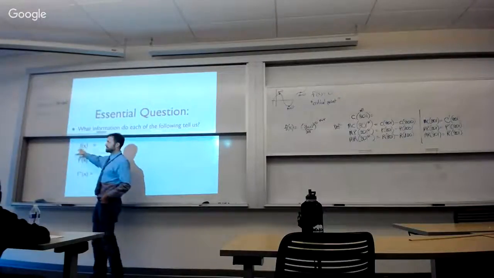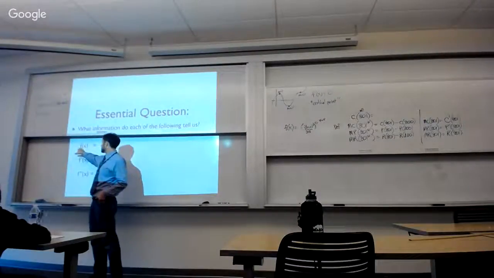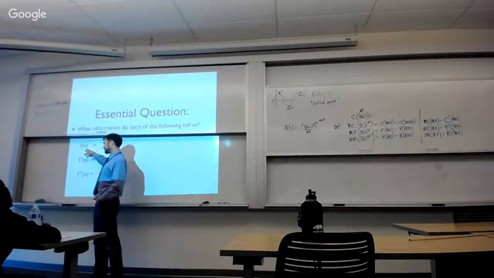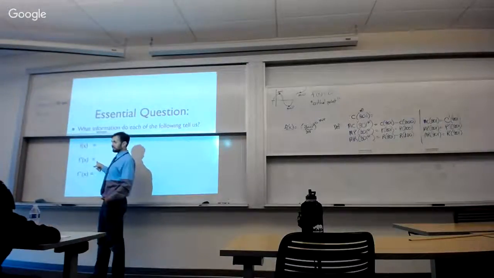So if it's a profit, then the output is profit. If the function is revenue, the output is revenue. If the function is cost, the output is cost. But it's the height of the function, the height of the graph, the y value of the graph. What does that prime tell us?